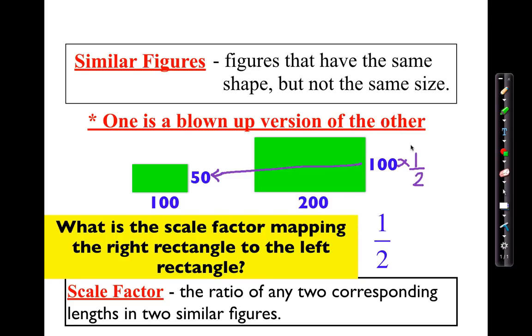Now, some of you are going to want to say, oh, okay, well, you just take 100 and divide it by 2. But you can't have a scale factor be divided by 2. So you would express that scale factor as 1/2 instead of dividing by 2. So hopefully you see here 100 times 1/2 is 50. You could even see 200 times 1/2 is also 100.